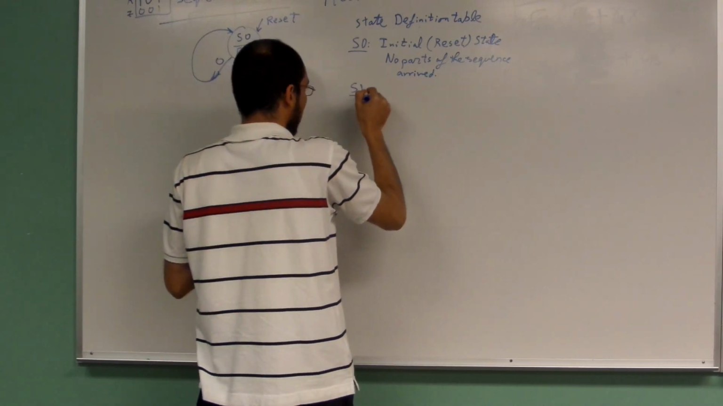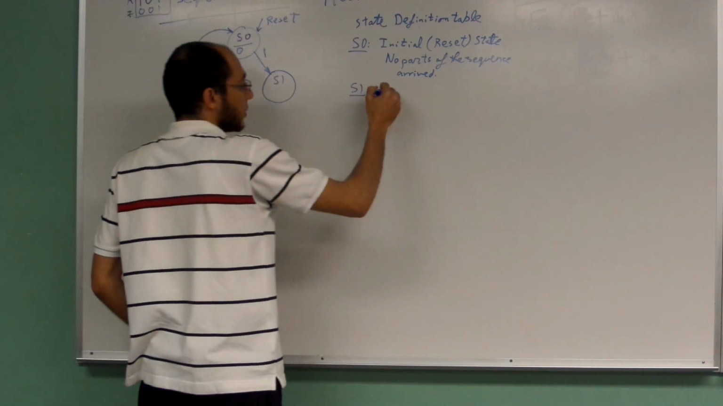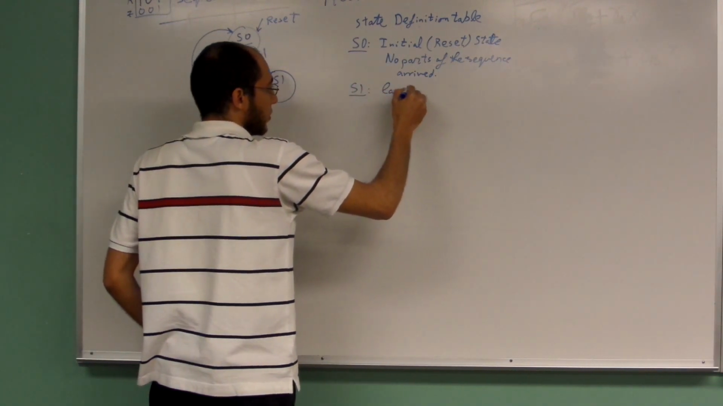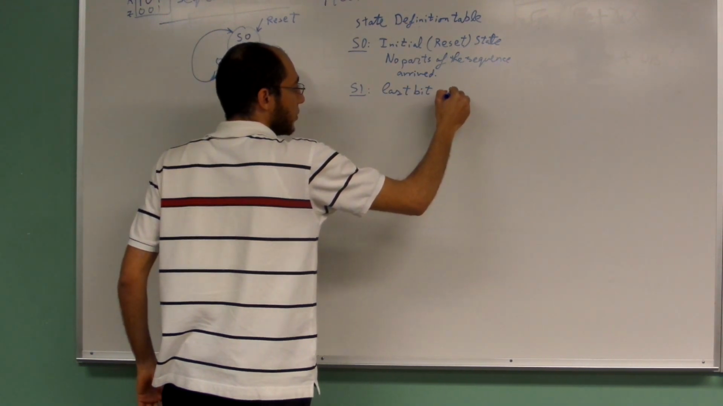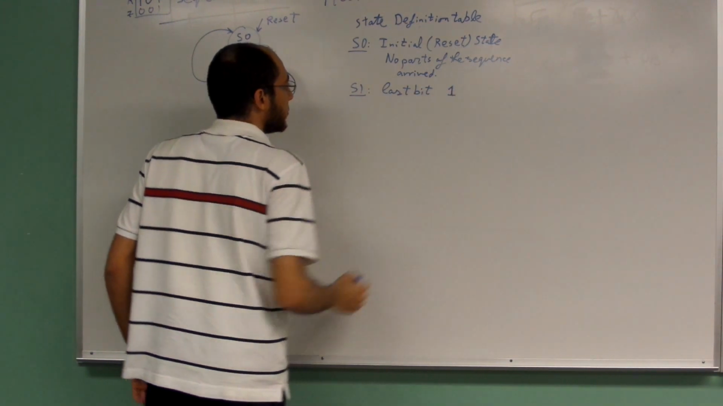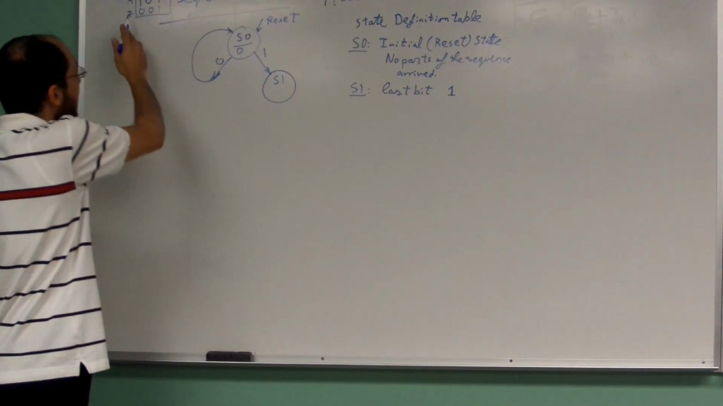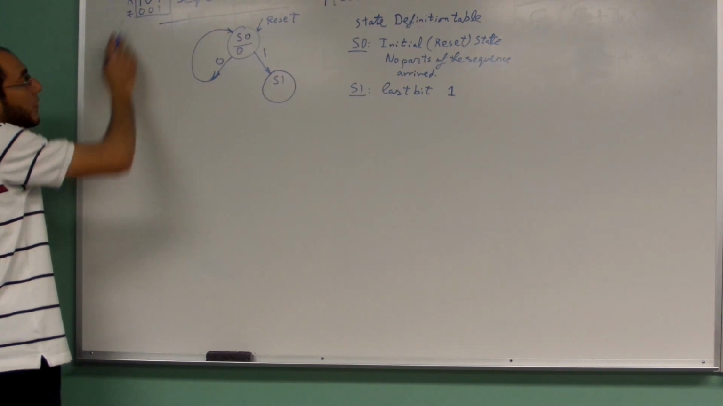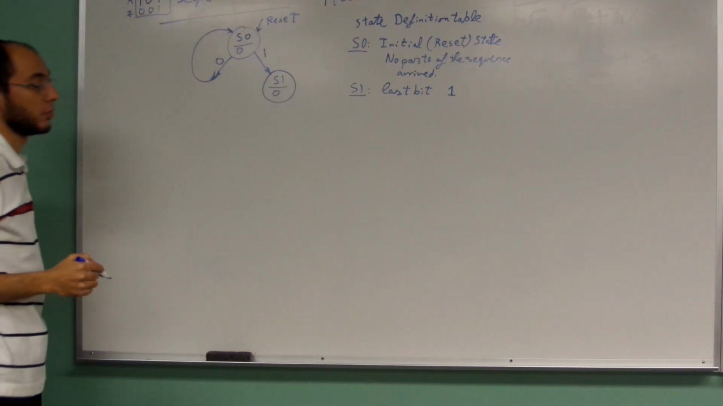What about S1? S1 here represents that the last bit received is 1. What do you expect the output to be? Well, we want the Z to be 0. When we receive the first 1, we want the Z to be 0. That's why I'm going to put 0.